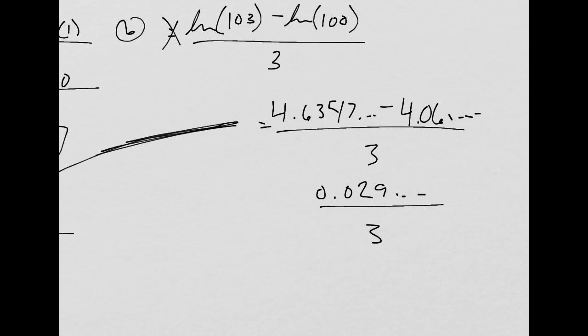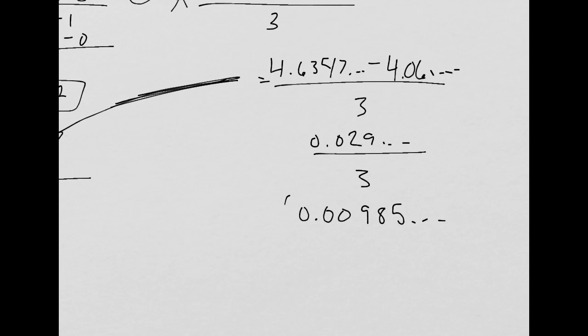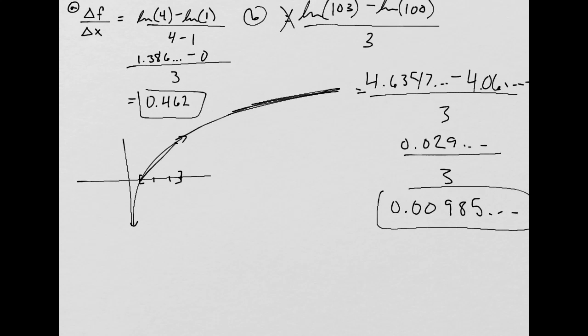And I still have to divide it by 3. Divide by 3. And that gives me 0.00985 and such. So, yes, this slope is definitely smaller. That means it's way less slanted, almost approaching the slope of 0, but it never gets there, so it'll just go on and on upwards forever. Slower and slower, but upwards forever. All right, I'm done with this example.